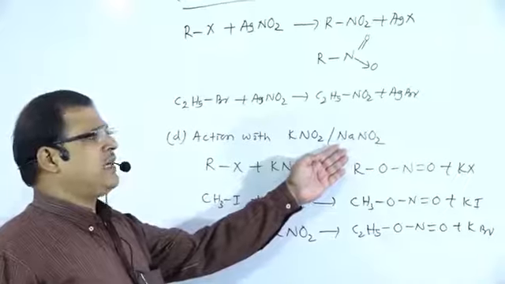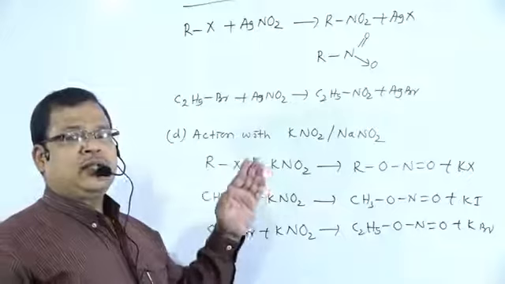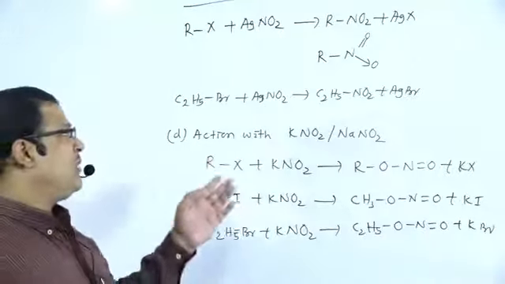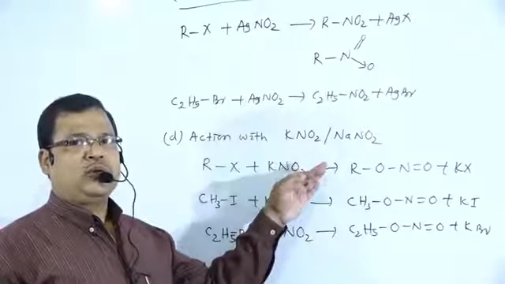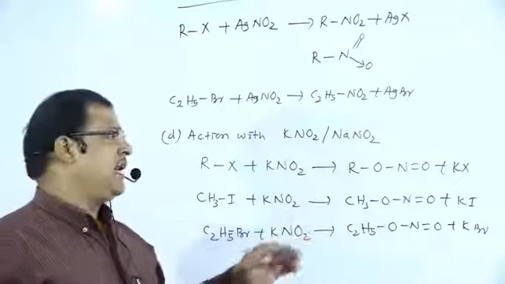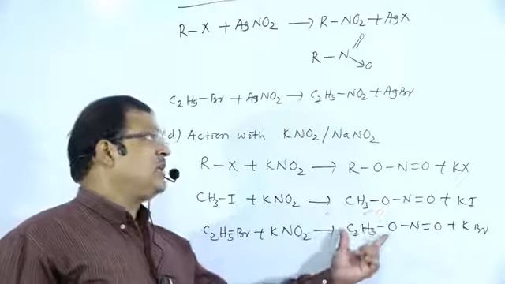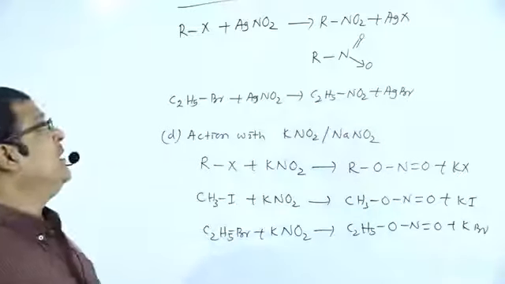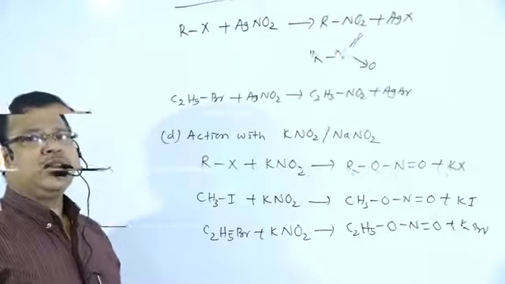So this is the difference between the action with silver nitrite and the action with potassium nitrite or sodium nitrite. Whenever alkyl halides are treated with silver nitrite, AgNO2, there is the formation of nitroalkane. But whenever they are treated with alkali metal nitrites, KNO2 or NaNO2, there is the formation of alkyl nitrite, where there is the bond between carbon and oxygen, but in this case carbon to nitrogen. This is the difference between the action with silver nitrite and potassium nitrite.